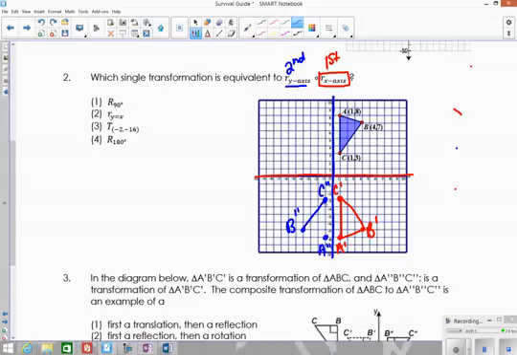So here's the result. Now, if we're trying to say what single transformation is equivalent to this, that really means I'm comparing this triangle to the final image. I don't really care about the in-between step anymore, because I want to know, how could I go from triangle 1 to triangle 2 using one transformation? So like the other ones, I would compare the orientation first.